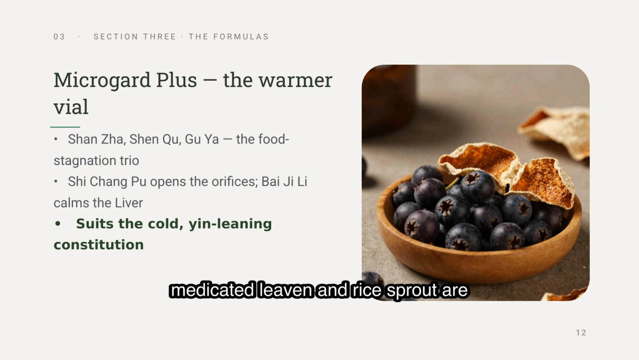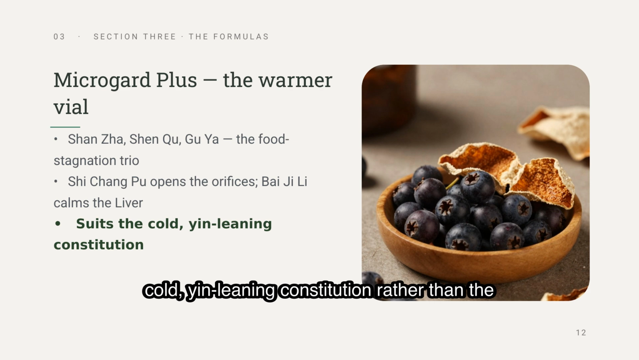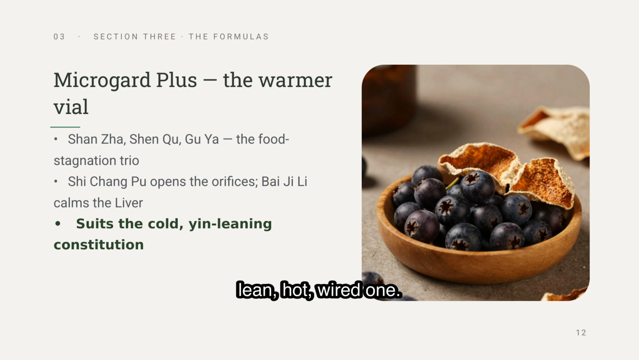Hawthorn, medicated leaven, and rice sprout are the classical trio for food stagnation: overeating, eating too fast, food that sits. Acorus is the orifice-opening herb, the line uses it for the gut-brain layer. Tribulus calms the liver and dispels wind. It's positioned as the continuation vial, the one that carries the work past month 3, and it suits the cold, yin-leaning constitution rather than the lean, hot, wired one.